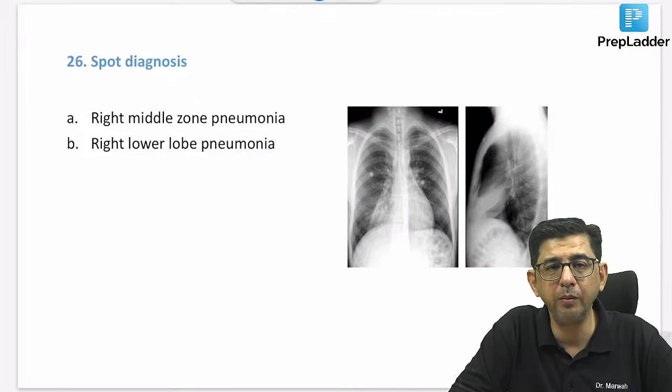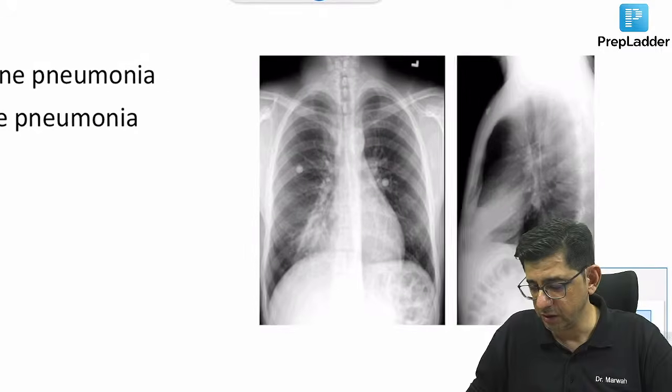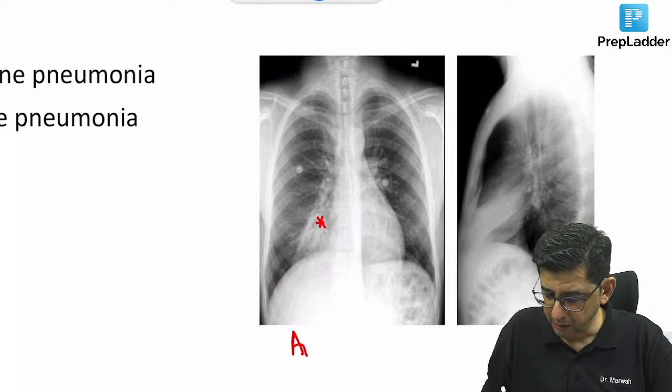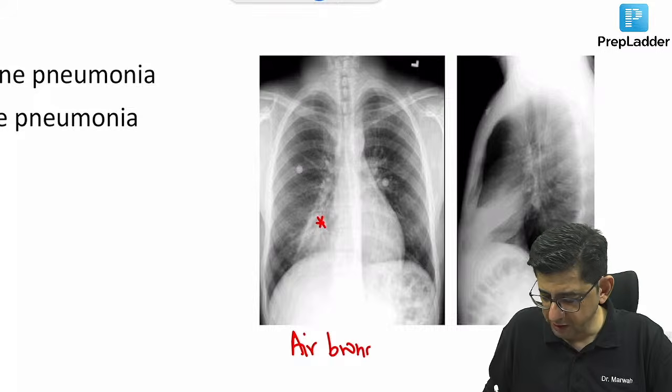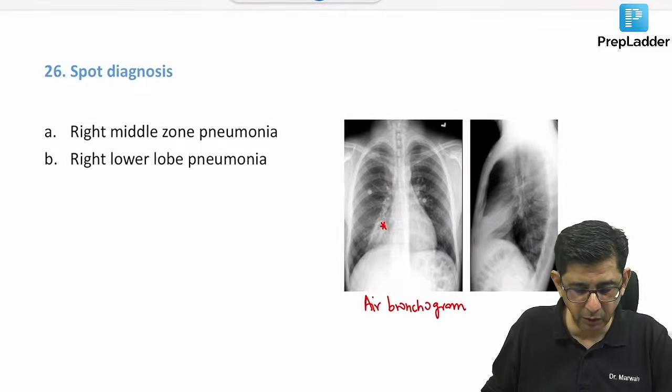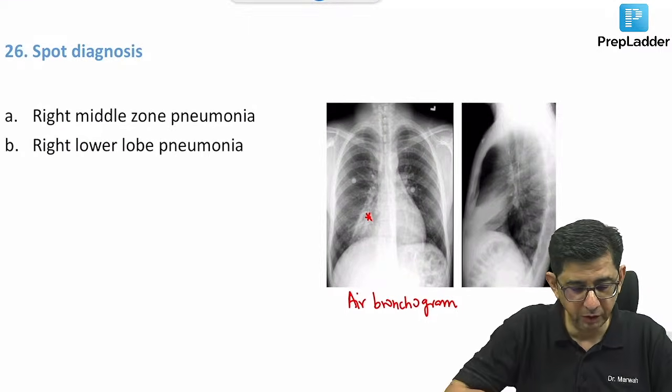Yes, guys, quickly comment between the two. Obviously, we can see this Silhouette sign. We can see these air bronchograms. And obviously, it's on the right side, but you have to comment regarding the right middle versus the right lower zone. So, yes, guys, quickly comment here whether it is right middle.